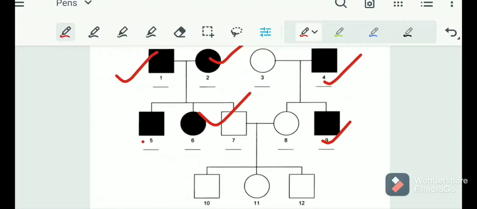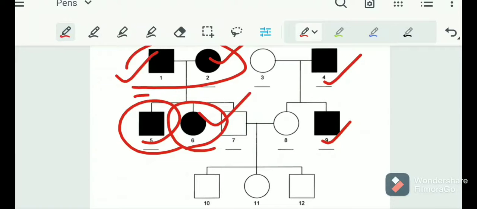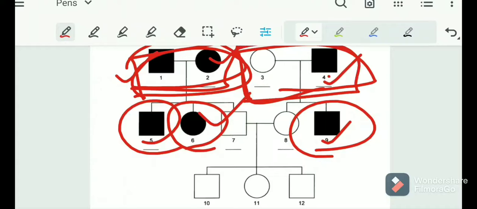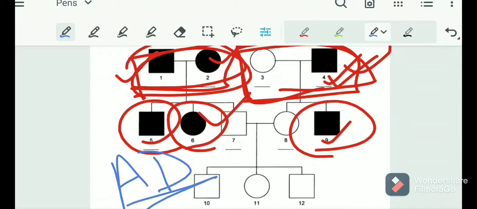See, this affected child has affected parents. This affected child has affected parents. This affected child has one of the parents affected. Here both the parents are affected. Here one of the parents, that is the father, is affected. So this is autosomal dominant. Okay.